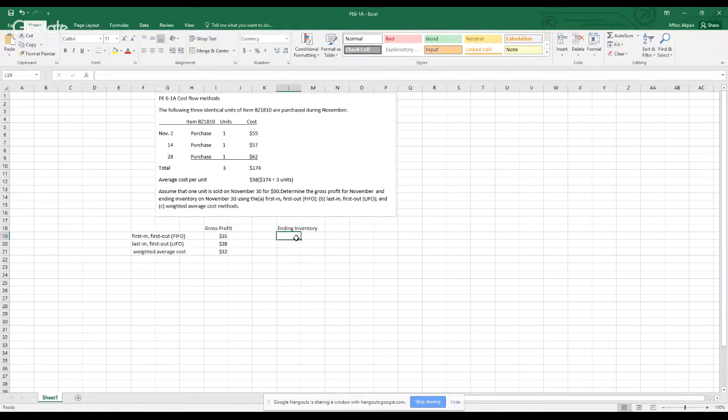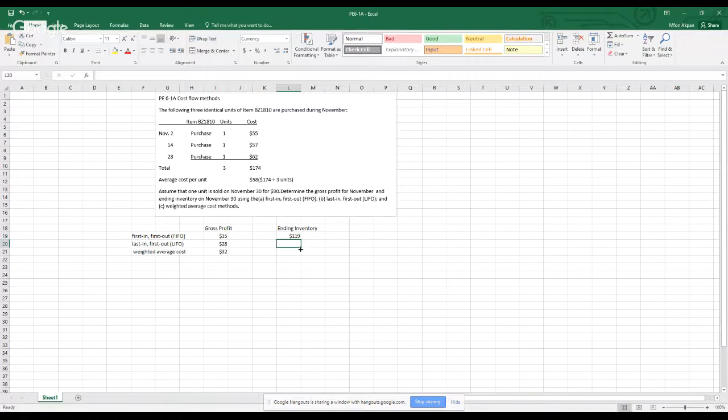Now let's take a look at our ending inventory. So FIFO, first in, first out. How are we going to do this? Well, we sold 1 unit. What cost are we going to use for that unit that we sold? We're going to use the November 2nd cost for that unit. That was the first one in. So that leaves us for an ending inventory with 2 costs, the November 14th and the November 28th cost. So we got $57 plus the $62. That gives us the $119.